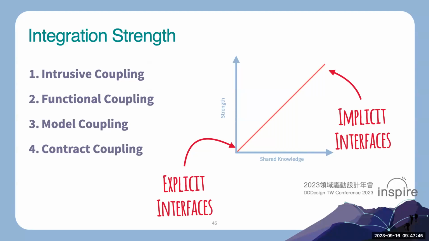Now, another way to define the differences between these levels is intrusive coupling would be about the question of how that module is implemented. Functional coupling would be about what functionality that module implements. Model coupling is about the data structures or models being used within it, and contract is about using an integration-specific model.